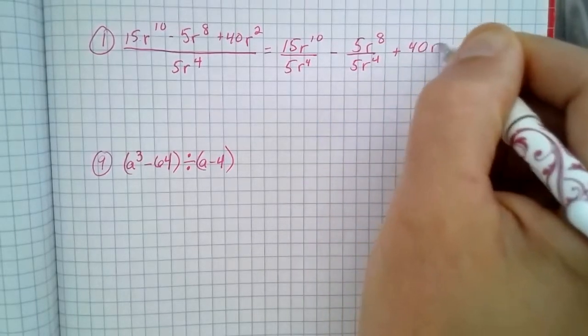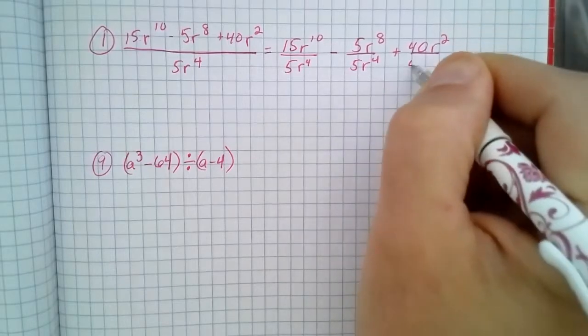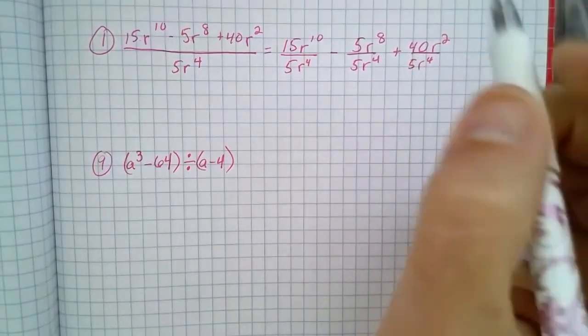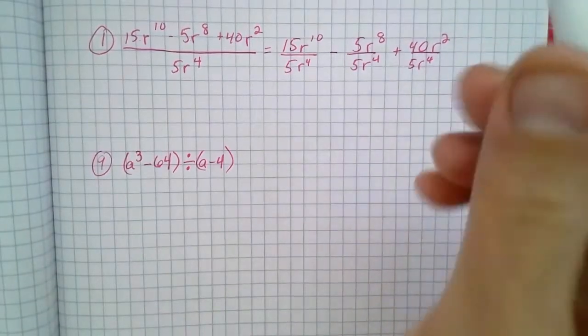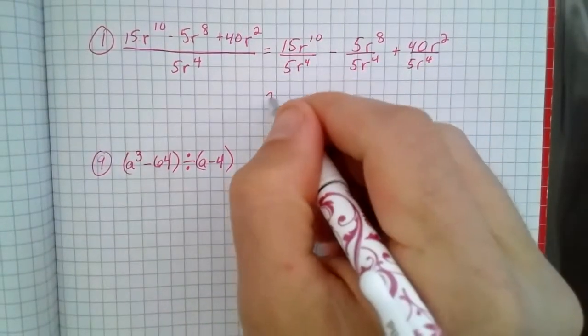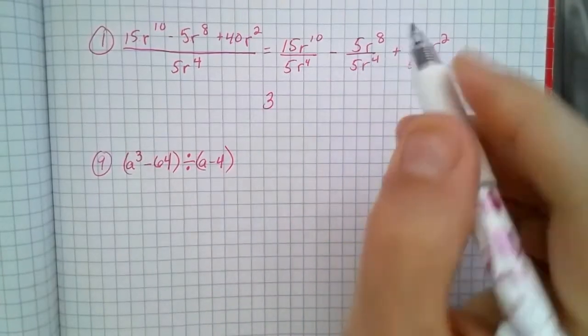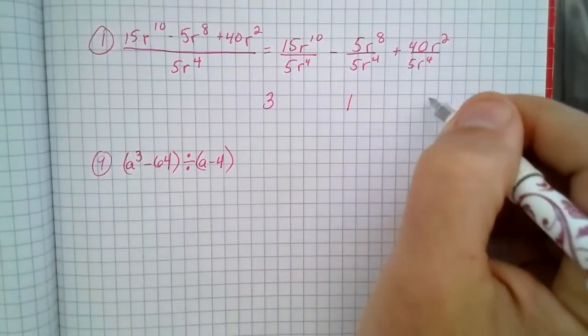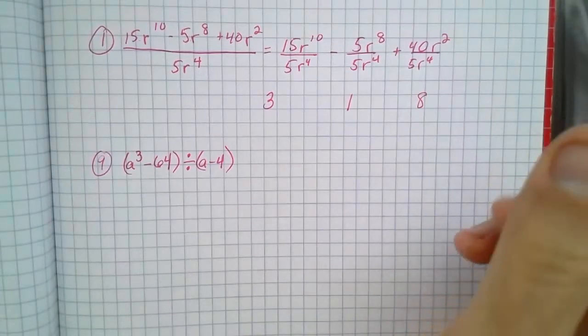Plus 40r squared over 5r to the fourth. Now, as we go through this, we're going to use our rules from the last section. 15 over 5 is going to reduce and become 3. 5 over 5 will become a 1. 40 over 5 will be an 8. So we got the coefficients.